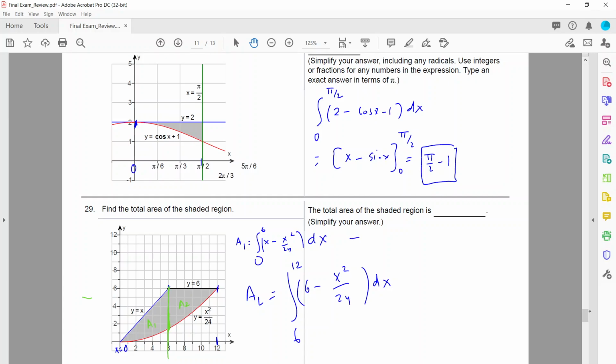Now you have to calculate this value, and now add a1 plus a2. If you add a1 plus a2 after calculating this value, eventually you are going to get 30. So the area would be 30. Just use the fundamental theorem. Find the integration of x squared over 2 minus x cubed over 72, and plug in 0 and 6. This is 6x minus x cubed over 72, plug in 6 and 12, and find this part and this part, just add them. Eventually that will be 30.